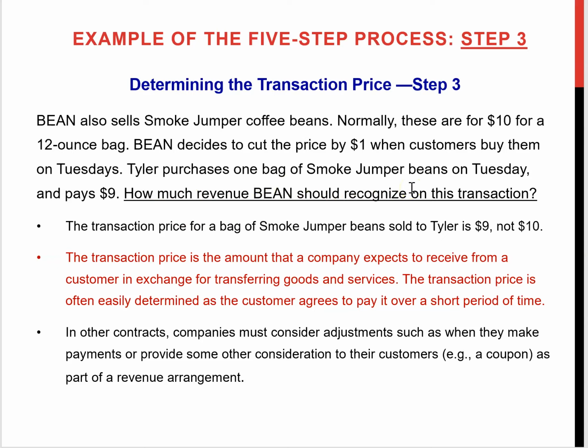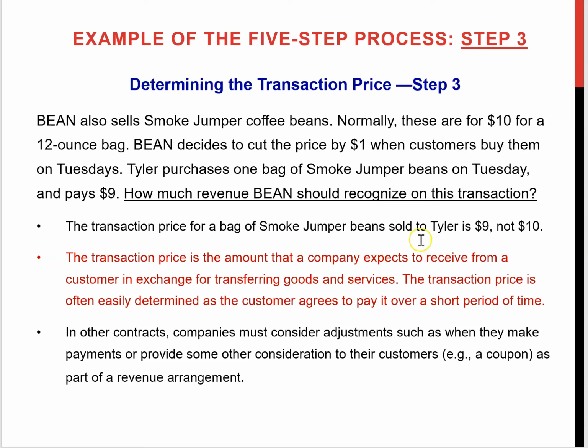Now the question is to determine the transaction price. How much revenue should the coffee shop recognize for this transaction, the regular price $10 or the $9 that they agreed on Tuesdays, right? So here remember the transaction price will be $9, not $10. Because the transaction price is the amount that the company expects to receive from the customer in exchange for transferring the goods or services. The transaction price is easily determinable, and usually the customer agrees to pay it right away or within a short period of time.